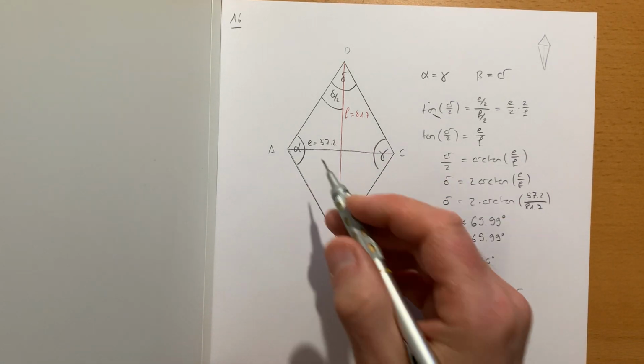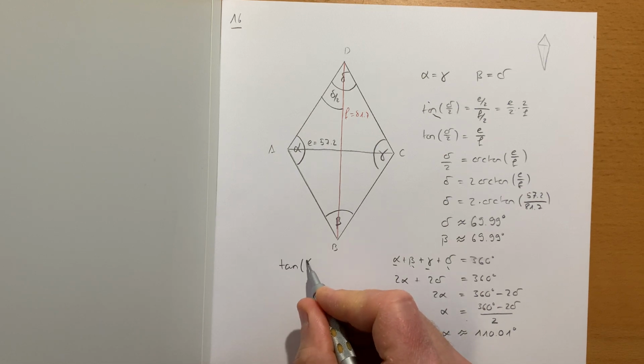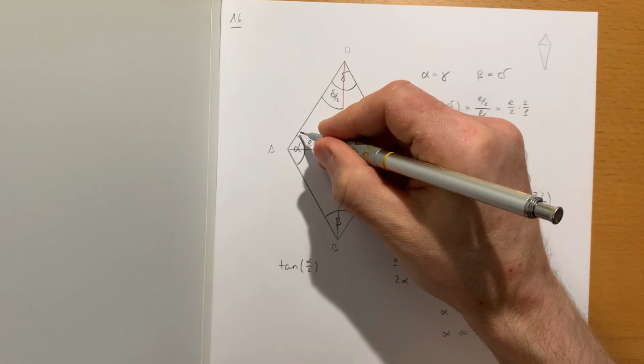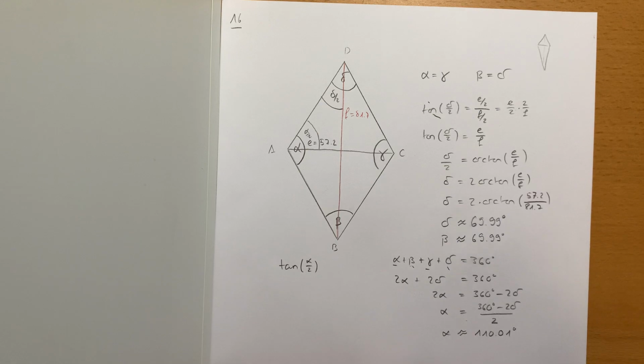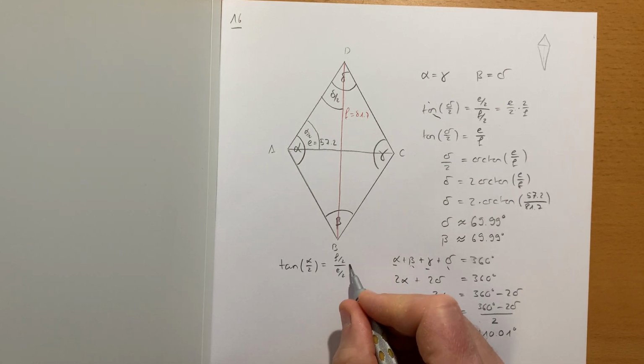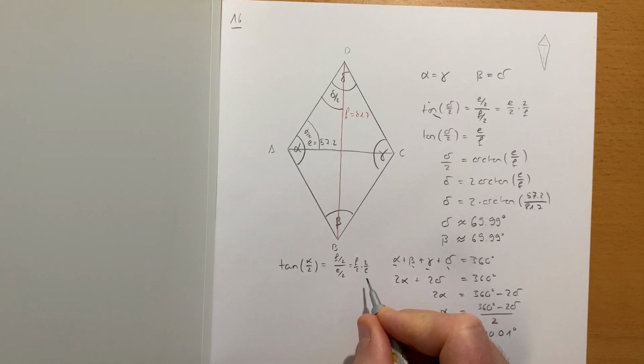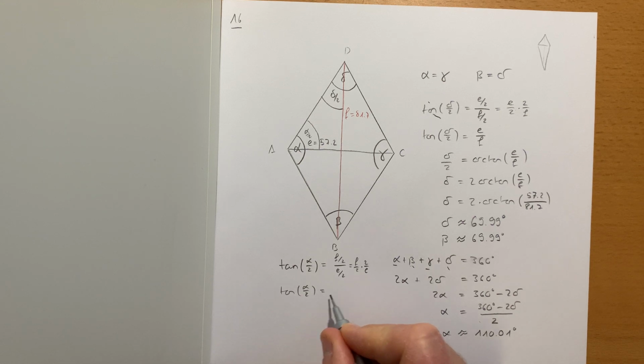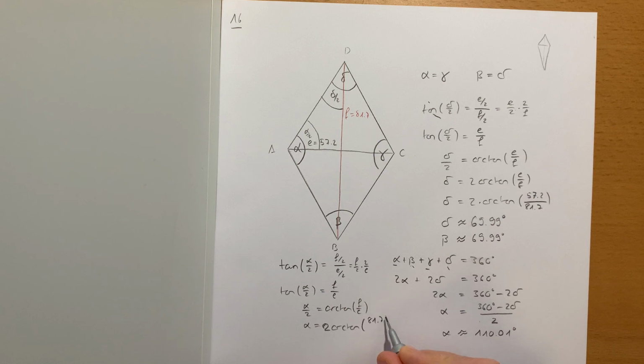So you can do it like this. You could obviously have worked out alpha halves. Tangent of alpha halves: you could have said this now is alpha halves, and then it's opposite over adjacent. Well, that's F halves over E halves, which is F halves times 2 over E. So tangent of alpha halves would have been F over E. So alpha halves is the inverse tangent, or arc tangent, of F over E. So alpha is 2 times arc tangent of 81.7 over 57.2.